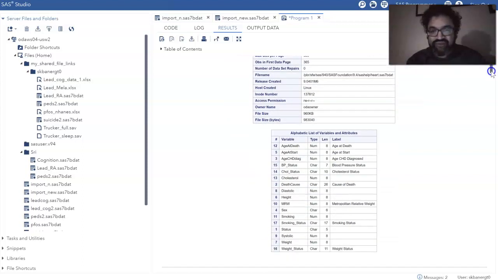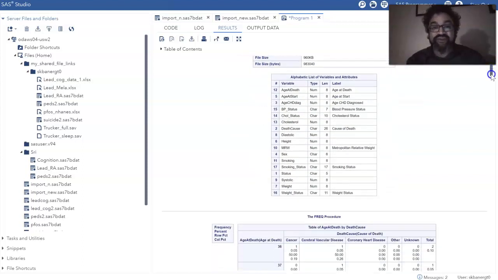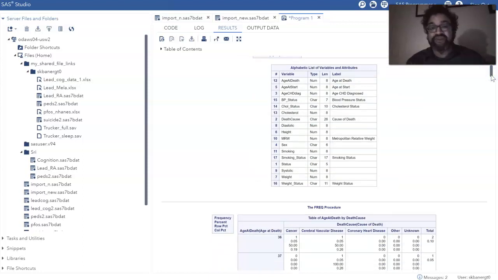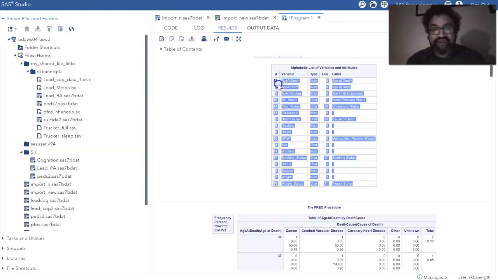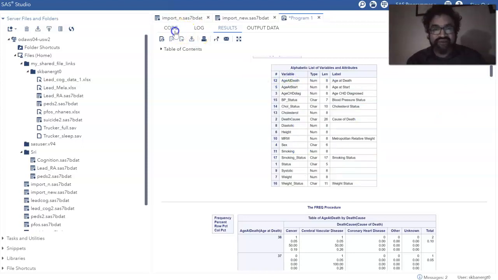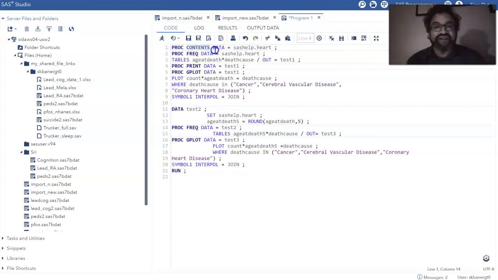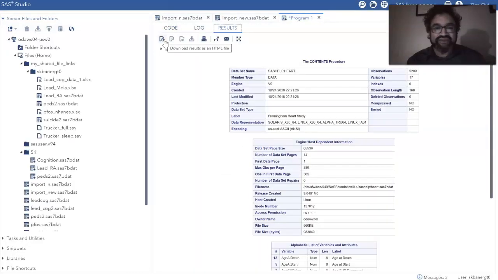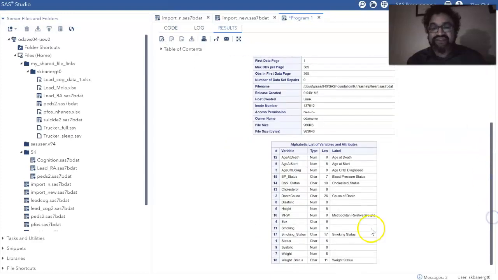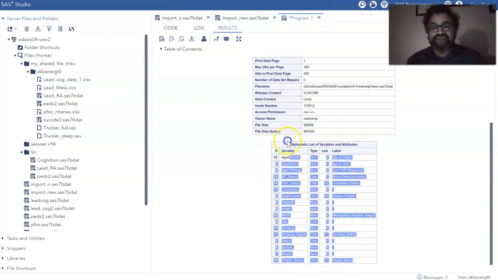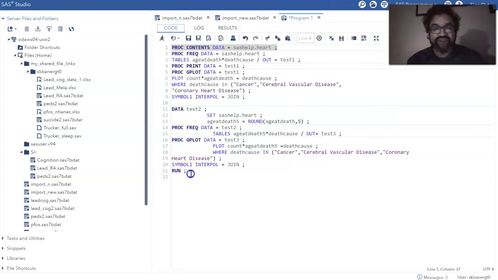Just going through this a little bit more, here's a list of variables and attributes. That was from the first command. This was generated from the first prompt, and this would correspond to the contents. So if we were to just run the contents, I'm just going to quickly do this here. If we were to just run the contents, then this is all you get. You don't get the rest of the output that we were seeing in the previous frame.